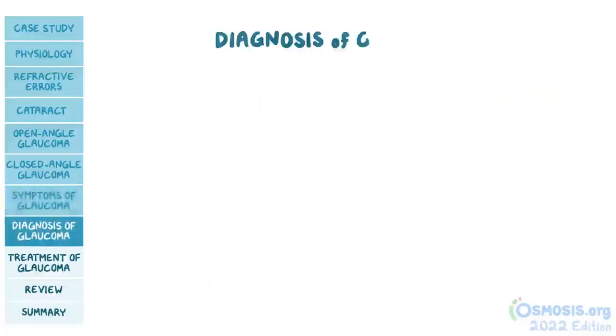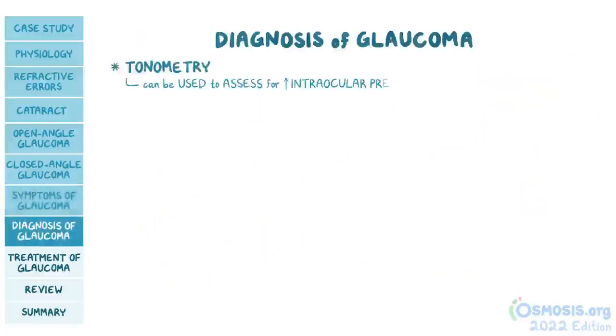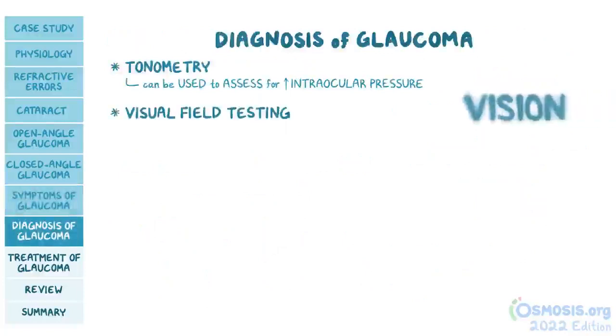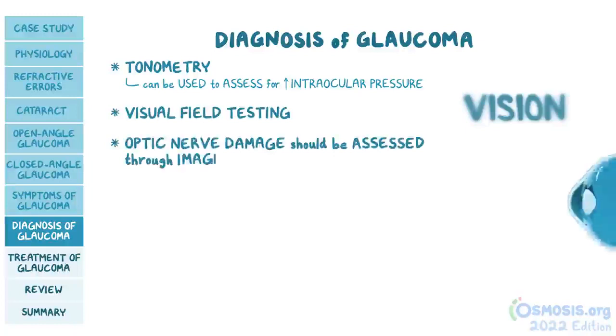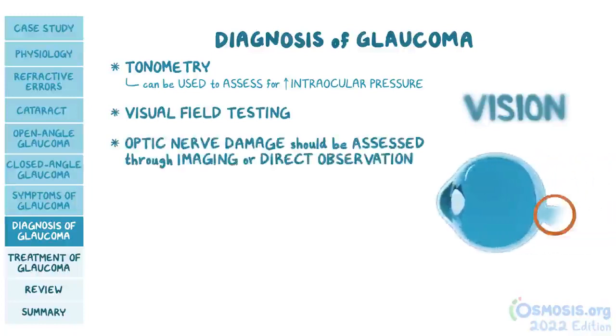For the diagnosis of glaucoma, tonometry can be used to assess for increased intraocular pressure. Visual field testing can also be done. Optic nerve damage should be assessed either through imaging or by direct observation.